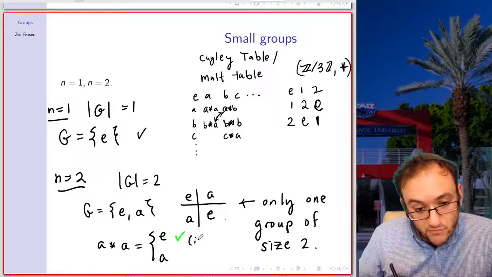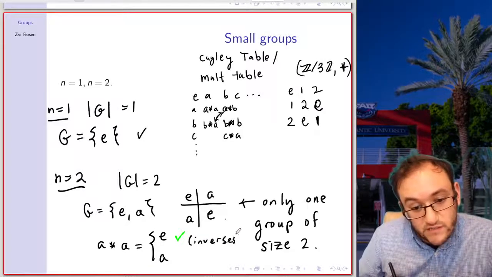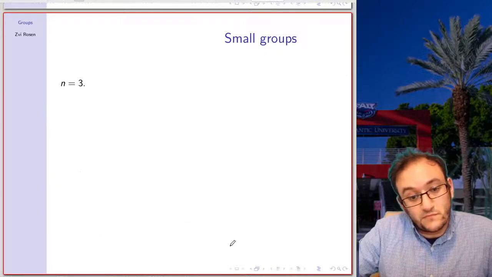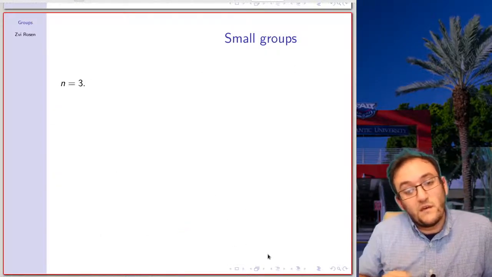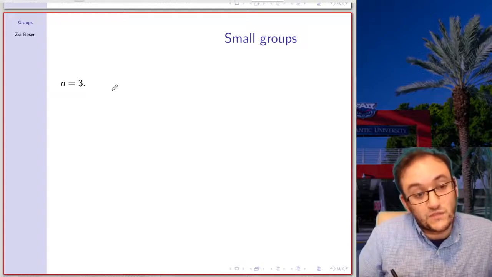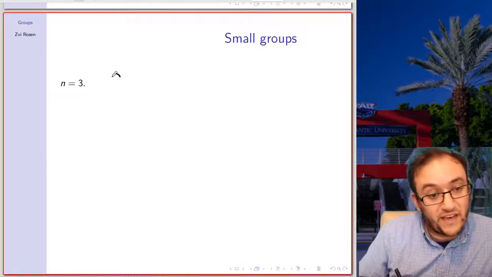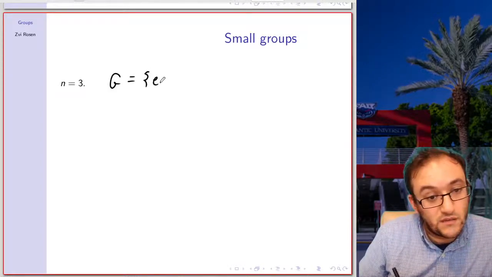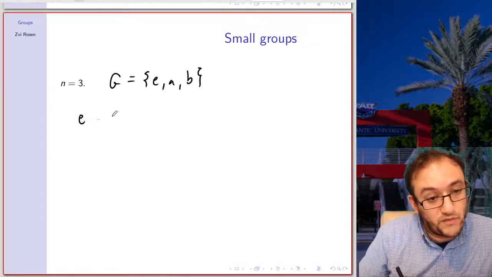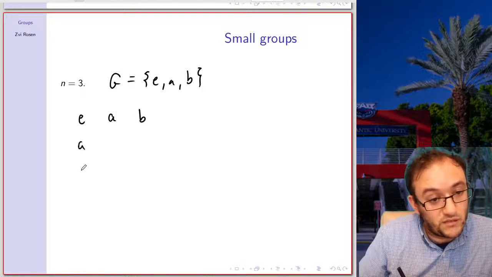I'll just write a quick note here. This is because of inverses. What about groups of size n equals 3? Well, then we have G equals {E, A, B}. And let's draw a Cayley table. E, A, B, E, A, B.